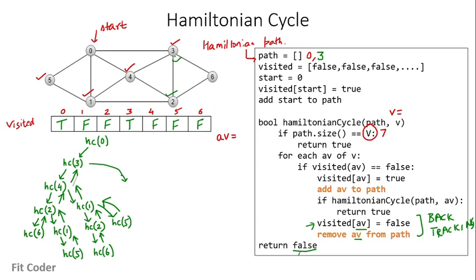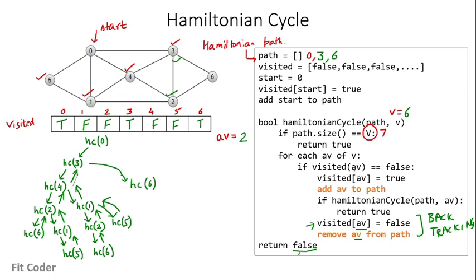So for vertex 3, another adjacent vertex is 6. So let's say AV becomes equal to 6. We set visited of 6 as true, and we add 6 to the path. And we invoke Hamiltonian cycle for the vertex 6. So V becomes equal to 6. We check the size of the path array, it is not equal to 7. Then we come in this for loop. So the adjacent vertices of 6 are 3 and 2, but 3 is already visited. So AV becomes equal to 2.